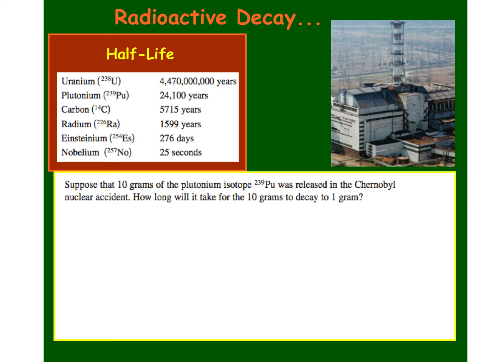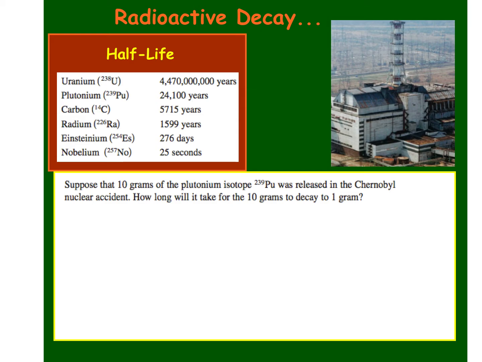All right, so now we're going to talk about Chernobyl. All right, I need a reader, and Skipper's going to be my reader. Suppose that 10 grams of the plutonium isotope was released into the Chernobyl nuclear accident. How long will it take the 10 grams to decay into 1 gram? All right, here we go.